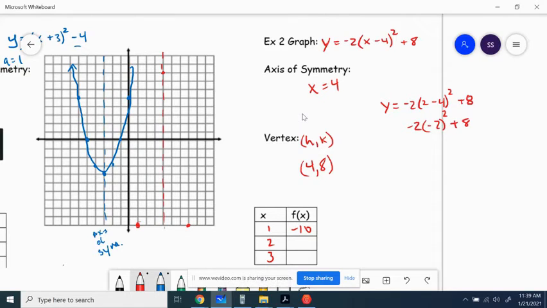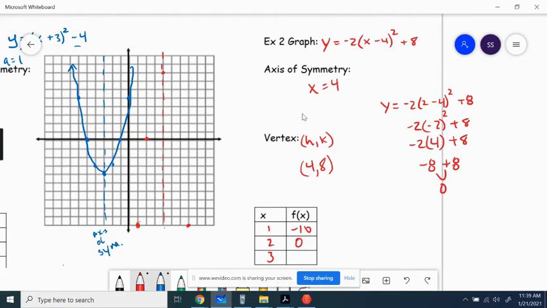-2 squared is +4. -2 times +4 is -8. -8 plus 8 is 0. So when x is 2, the f of x is 0. All right, so that means I'm going to go over 2, up none. There's one of my points.